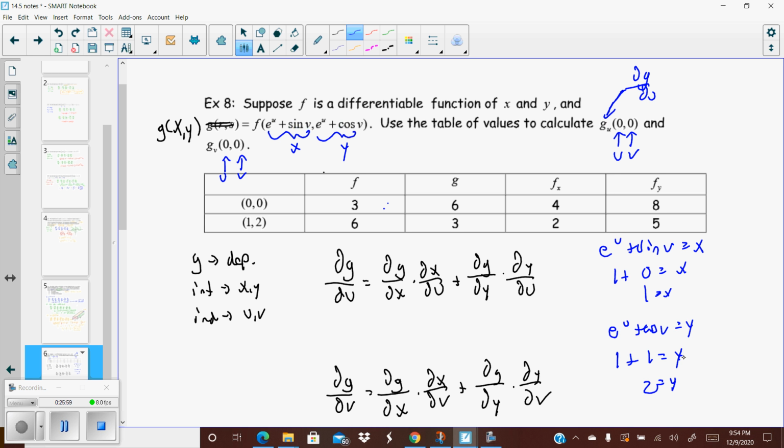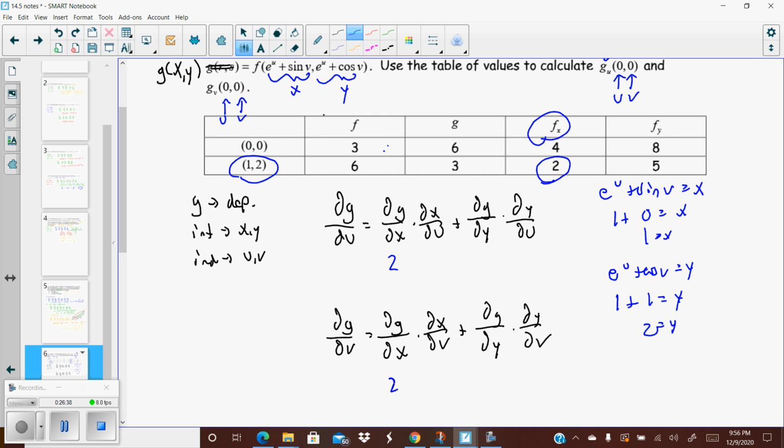So now let's see the parts here we're going to need. We've got the partial of g with respect to x. So the partial of g, which is defined as f, with respect to x, so it's really f sub x, this one right here, at the point where x and y are 1, 2. So it's this column right here, so that's going to be 2. Partial of g with respect to x is 2, and the good thing is that's 2 in both cases.